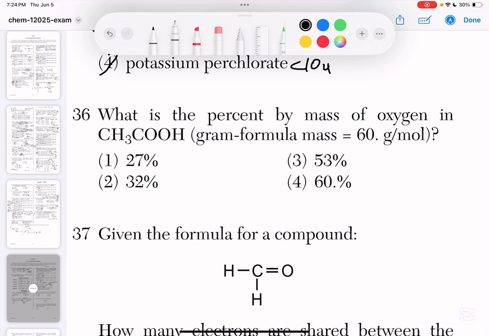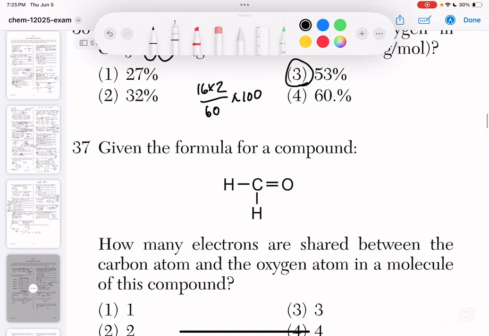And then percent by mass of oxygen. Okay, so you need to take these out. 16 times 2 divided by 60. You have to times 100, and the answer is 53%.